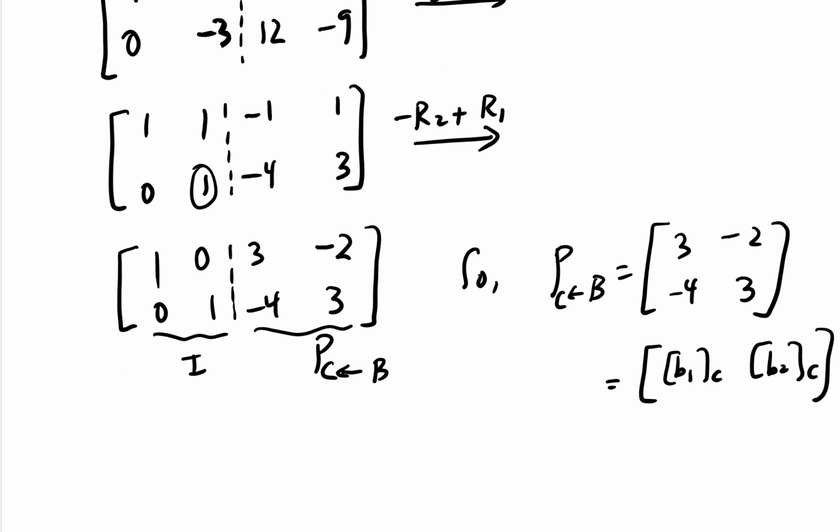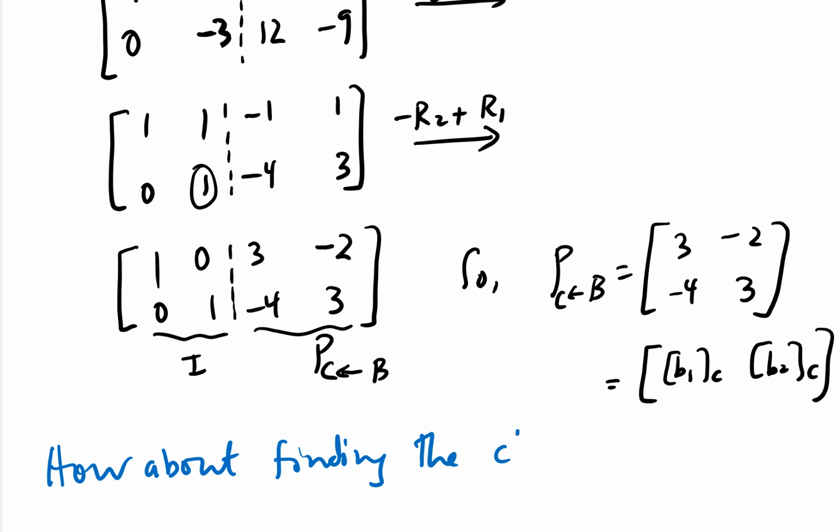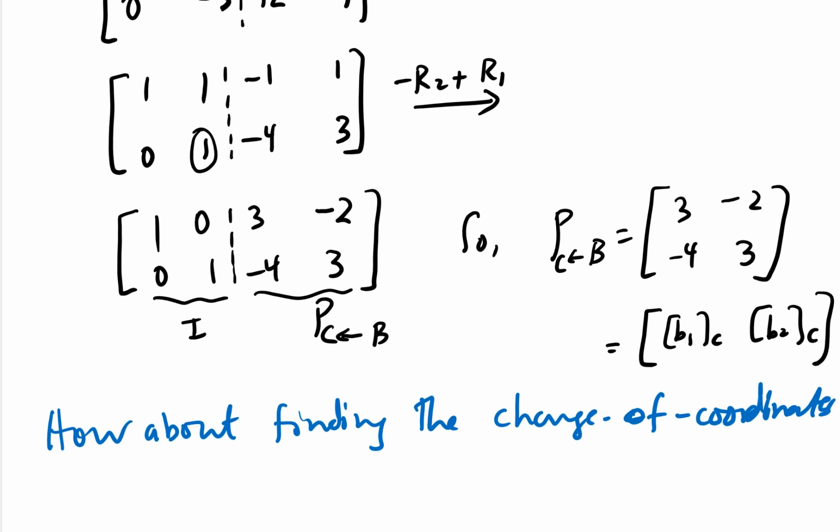Now, let's take the same question. How about, for the same problem, finding the change of coordinates matrix from C to B. We did B to C and now C to B. And to do so, we're going to use the breakout rooms.